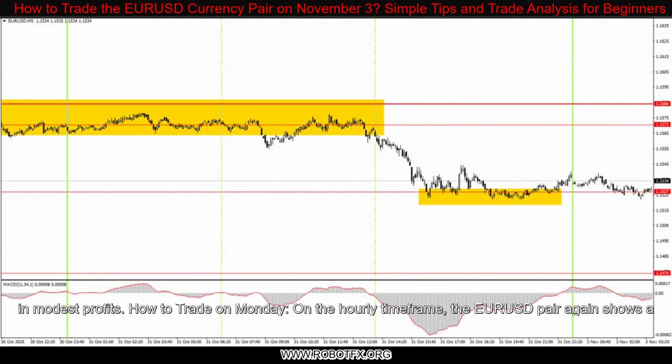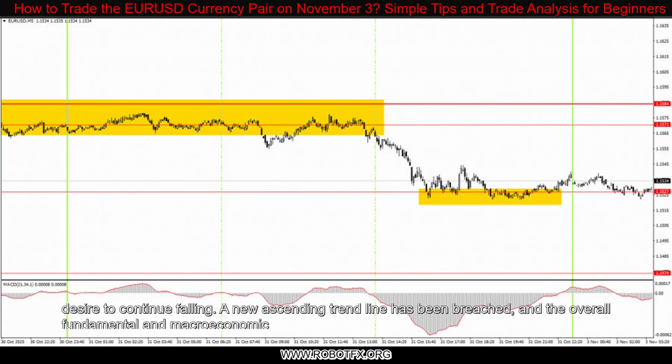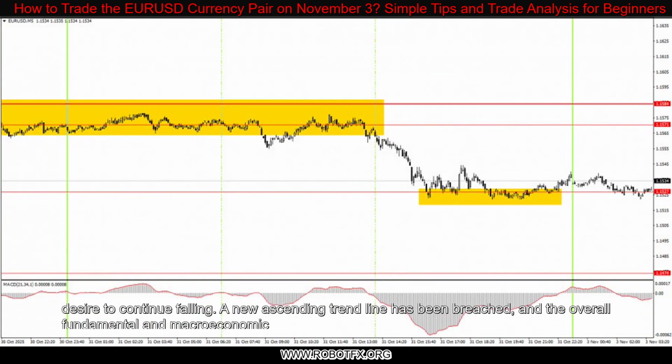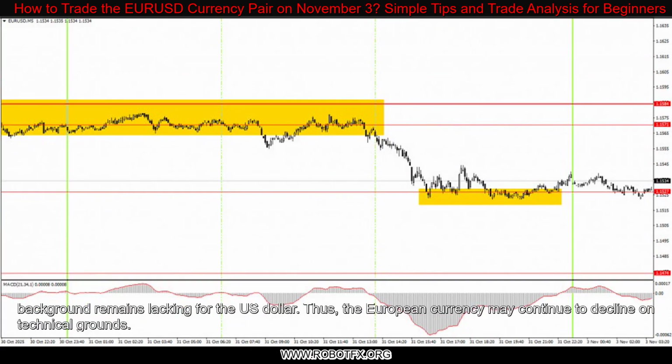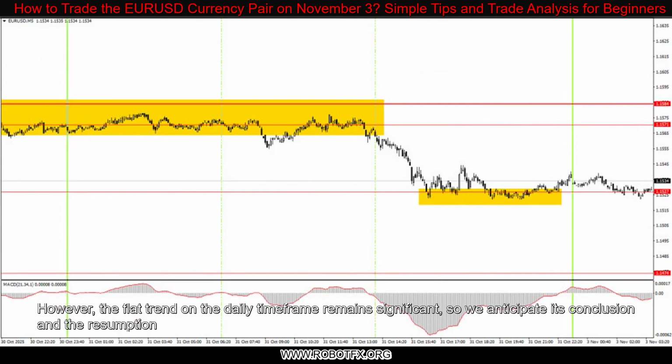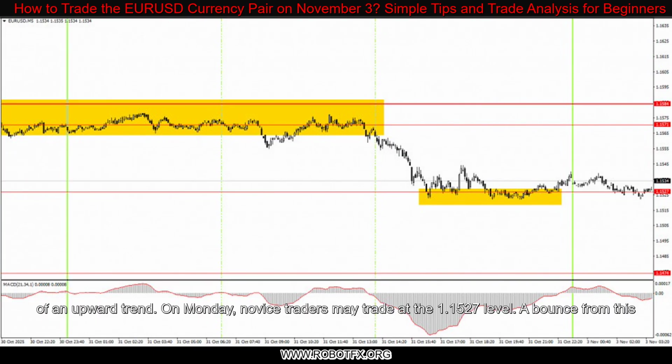On the hourly time frame, the USD pair again shows a desire to continue falling. A new ascending trend line has been breached, and the overall fundamental and macroeconomic background remains lacking for the US dollar. Thus, the European currency may continue to decline on technical grounds. However, the flat trend on the daily time frame remains significant, so we anticipate its conclusion and the resumption of an upward trend. On Monday, novice traders may trade at the 1.1527 level.